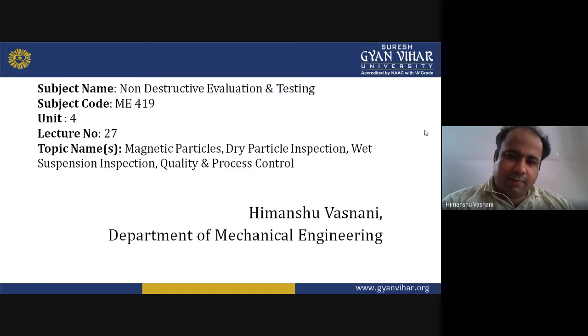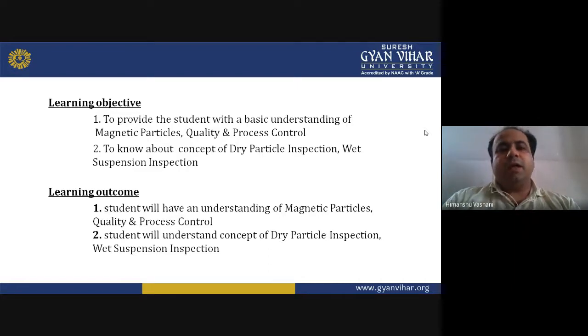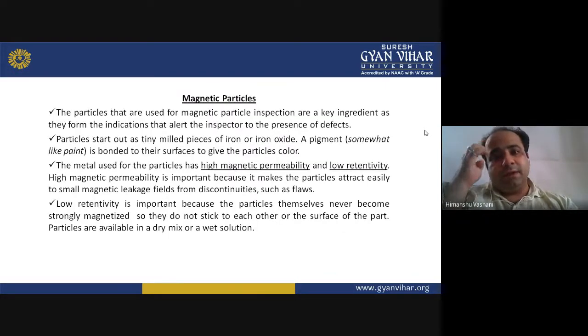Today's topics are magnetic particles, dry particle inspection, wet suspension inspection, and quality and process control. The learning objective for today is to provide the students with a basic understanding of magnetic particles and quality and process control, and to know about the concept of dry particle inspection and wet suspension inspection. The learning outcome after today's lecture will be that students will have an understanding of magnetic particles and quality and process control, and will understand the concept of dry particle inspection and wet suspension inspection. So, let's start with the magnetic particle.